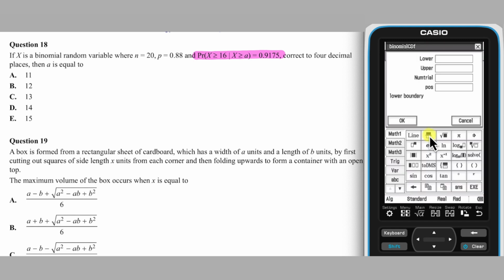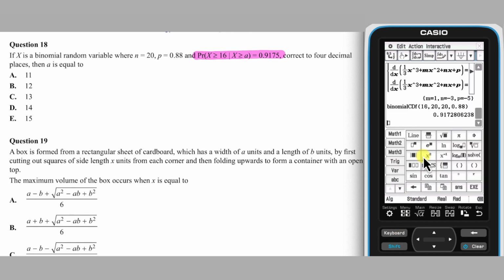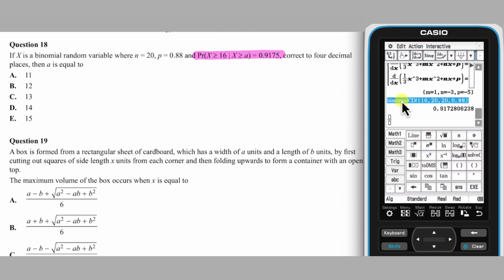This opens a pop-up that calls for the lower and upper bounds on x, being 16 and 20 respectively, as well as the number of trials, 20, and the probability of success, 0.88. With these values entered, tap OK. Using this calculation, I'm going to form the conditional probability expression, the probability of x greater than or equal to 16, over the probability of x greater than or equal to A. With this structure in place, all I need to do now is change the value of 16 in the denominator to the first A value that I wish to test.